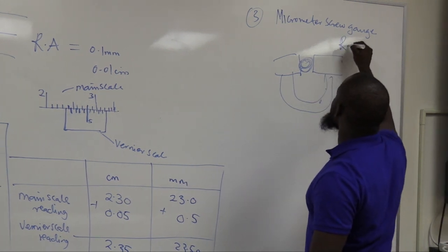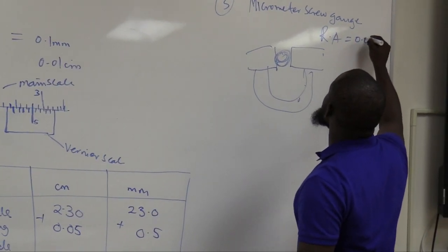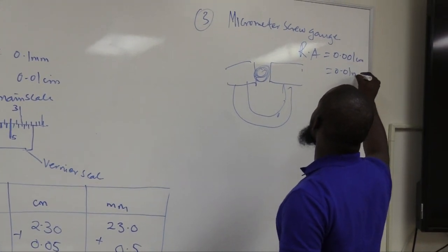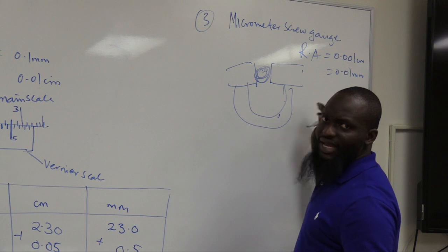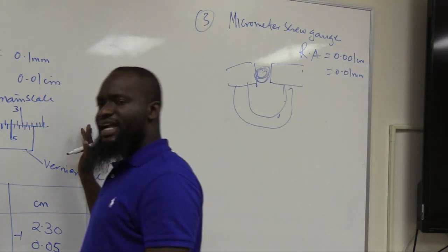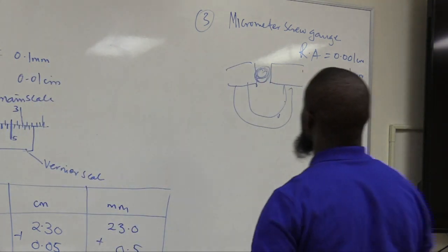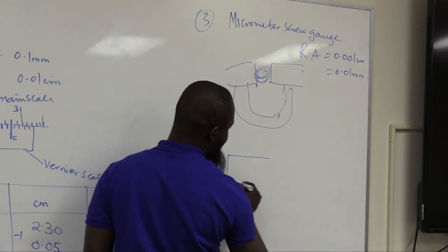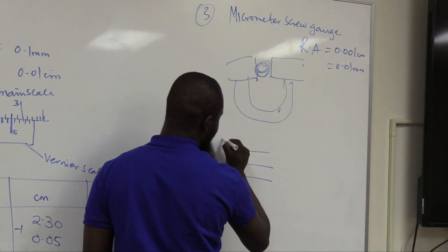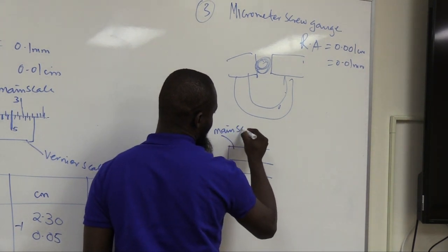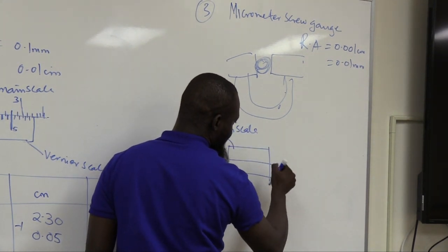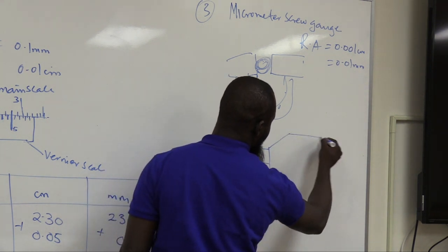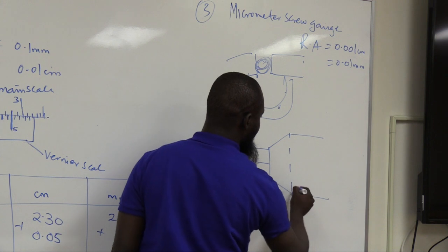It has a reading accuracy of 0.001 centimeters, which is 0.01 millimeters. So it's more precise than the Vernier caliper, and the Vernier caliper is more precise than the meter rule. It combines a reading from the sleeve, which is the main scale, and a rotational scale that you rotate here, which we call the Vernier scale.